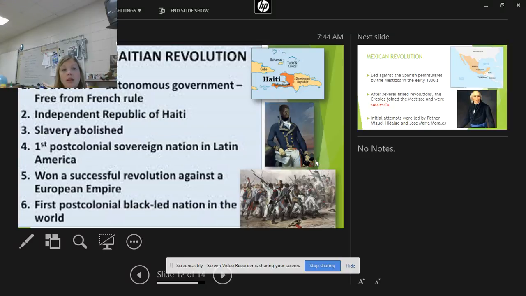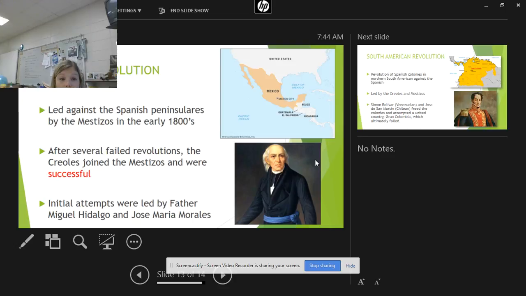Okay. Then we have the Mexican Revolution. In Mexico, they were being controlled by the Spanish. Spanish Peninsulares controlled most of the land in Mexico, were mistreating the mestizos as well as the natives. Even the Creoles will eventually get in on these revolutions. But in 1811, we have Father Miguel Hidalgo there at the bottom. He's going to lead the mestizos against the Spanish in one of the first attempts at the revolution.